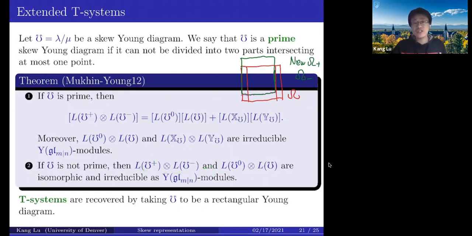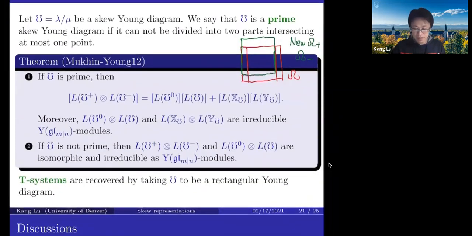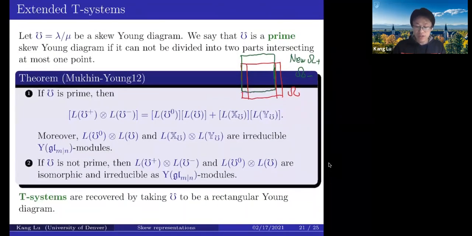Okay, so the usual T system is just the case which I discussed. You just take a rectangle, a Young diagram corresponding to the rectangle. But it also works for any prime skew Young diagram. So you just do the same procedure.